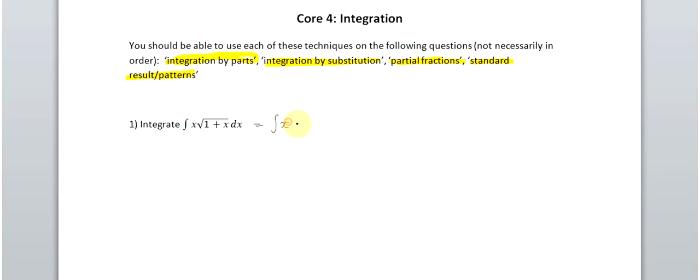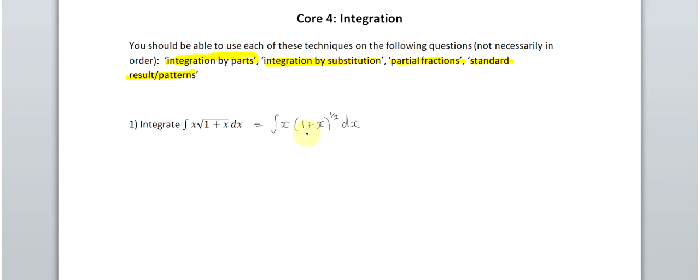So I've got x times (1 plus x) to the power of a half with respect to x. Now, some people I have seen have been tempted to multiply these brackets out. You can't, because it's a power of a half. You can't multiply it out. You could use the binomial expansion, but it would go on forever, so that wouldn't be much use.